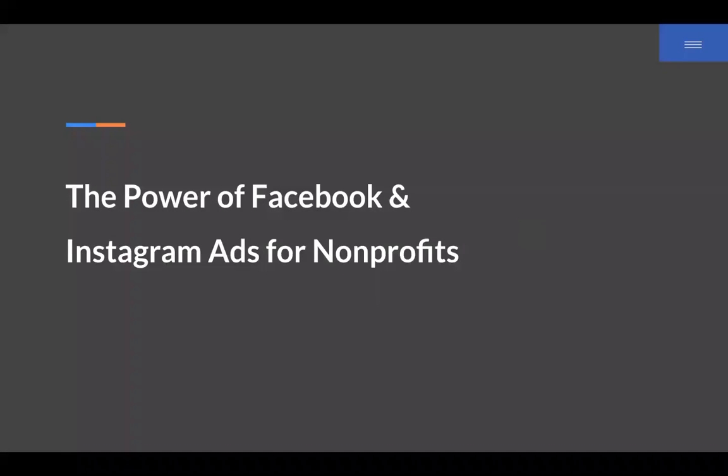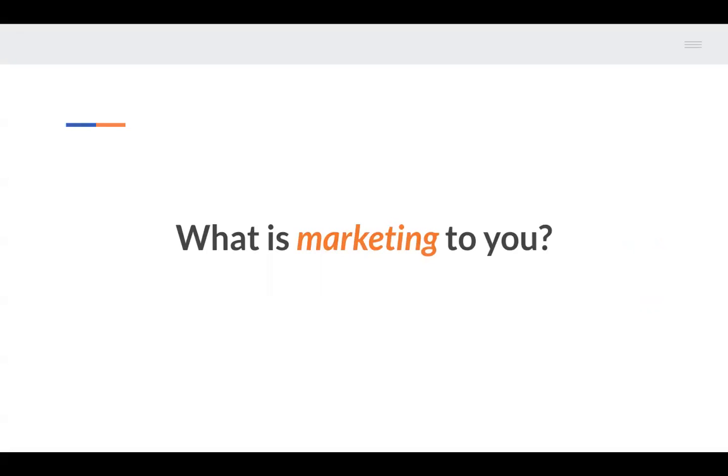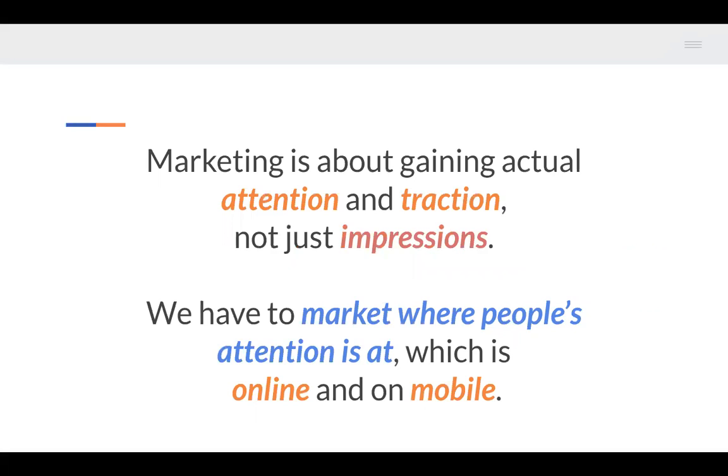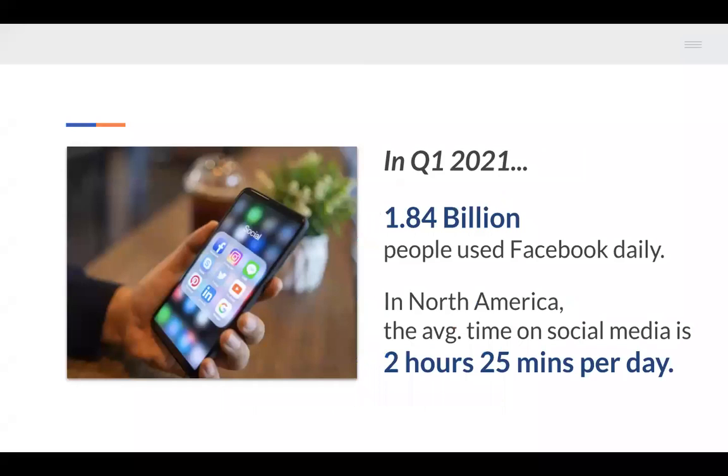As we jump into the power of Facebook and Instagram, I'd like to ask you all a question. What is marketing to you? To me, marketing is about gaining actual attention and traction, not just impressions. We have to market where people's attention is at, which in today's world is online and on mobile. And here's some statistics to prove this point. In Q1 of 2021, 1.8 billion people used Facebook daily. In North America, the average time on social media spent was 2 hours and 25 minutes. 2 hours and 25 minutes per day.